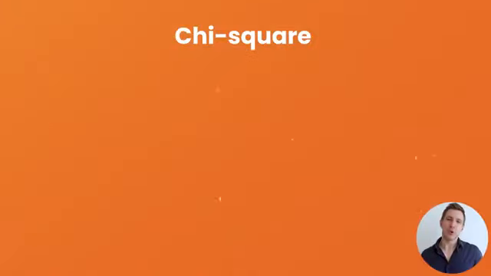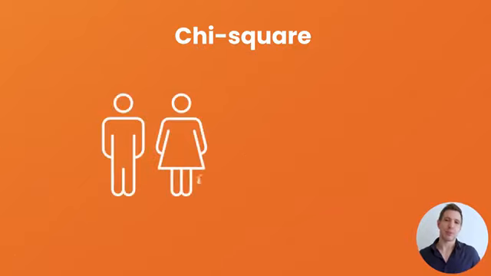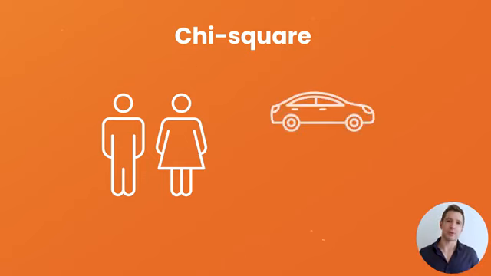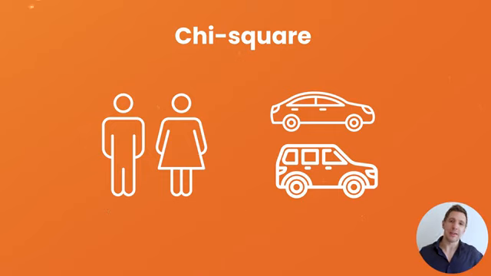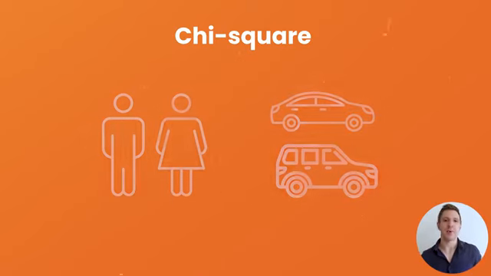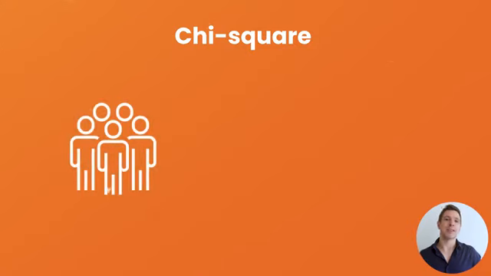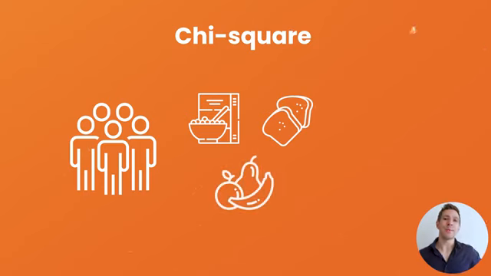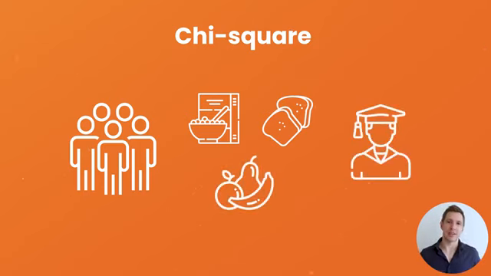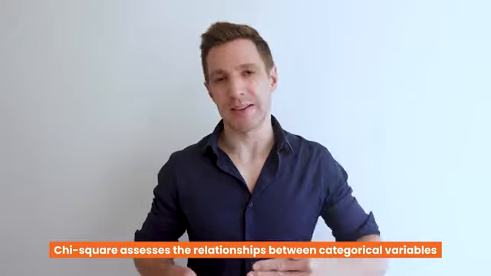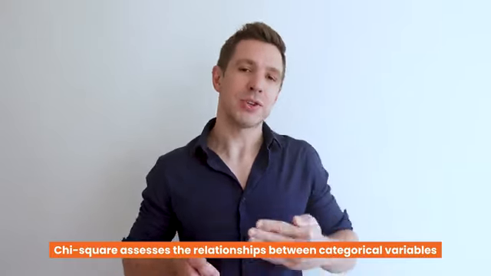As an example, you could use a chi-square test to check if there's a link between gender, for example, male, female, and preference for a certain category of vehicle, for example, sedans or SUVs. Similarly, you could use this type of test, the chi-square, to see if there's a relationship between the type of breakfast that people eat, let's say cereal, toast, or fruit, and their university major, let's say business, math, or engineering. As you can see, all of these are categorical variables, and so chi-square allows you to assess whether there is a statistically significant relationship between them.